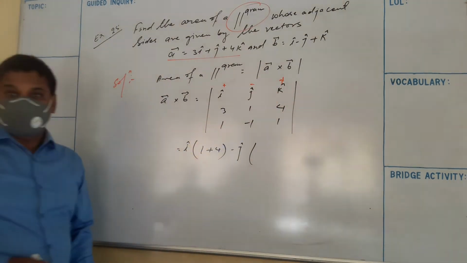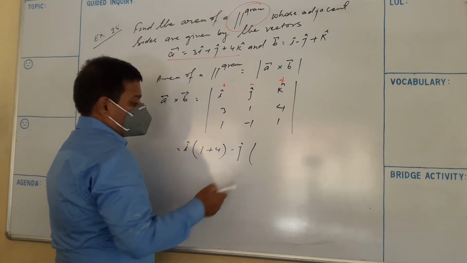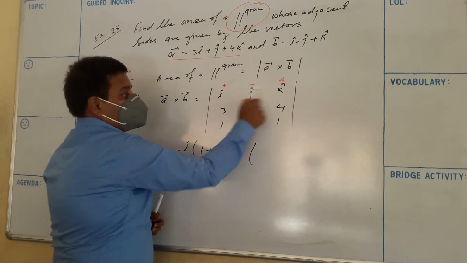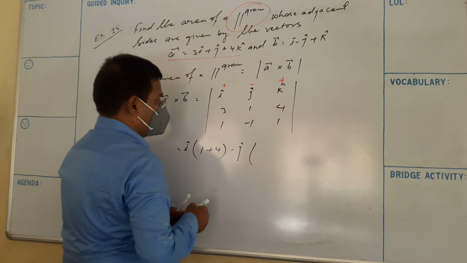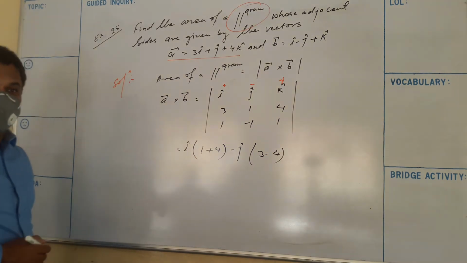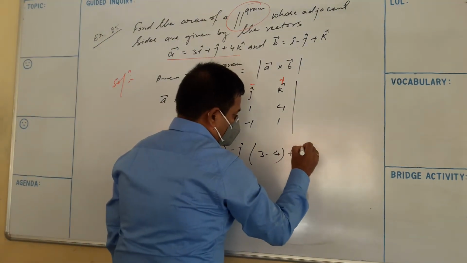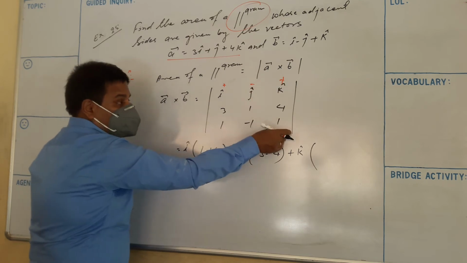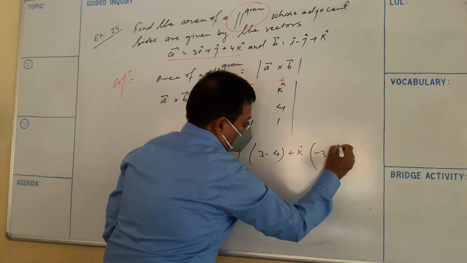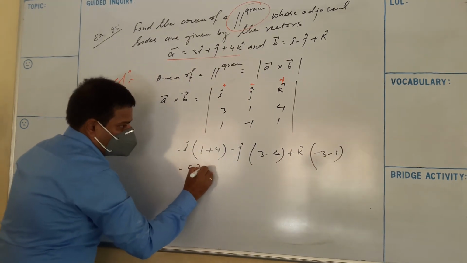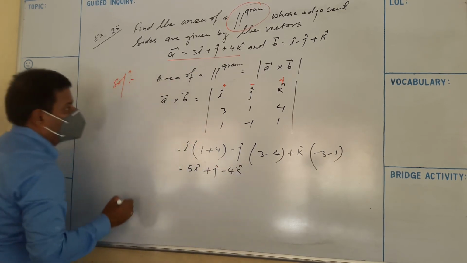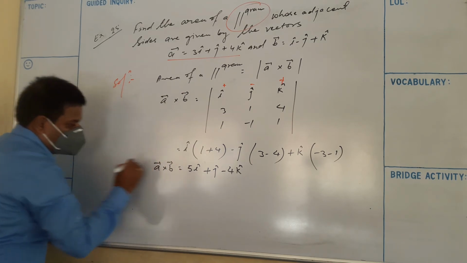Clear? So now here j. Now remove the second column and first row. 3, 4, 1, 1. Okay, write down. So 3 into 1, 3 minus 4. Clear? Now plus k. Here remove third column and first row. So 3 into minus 1, so minus 3 minus 1. So 5i plus j minus 4k. Clear? This is the vector A cross vector B.